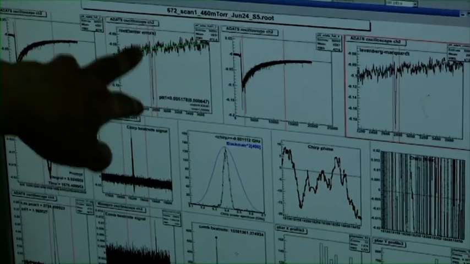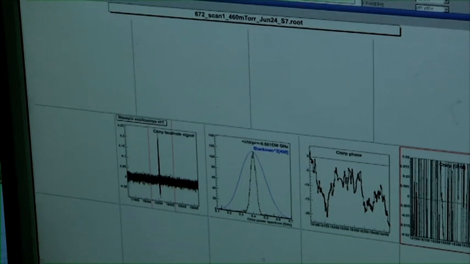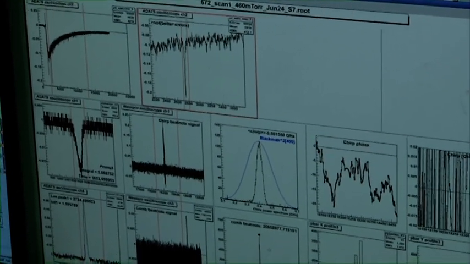This is the peak corresponding to the signal from the antiprotonic helium atoms.